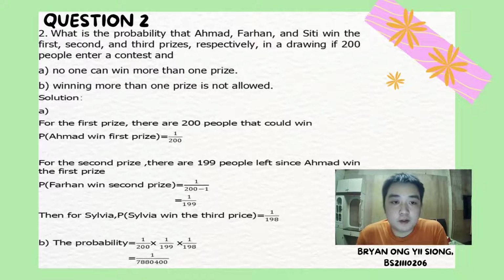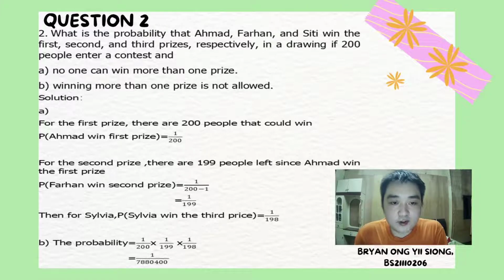And the question asks us: what is the probability that Ahmad, Farhan, and Siti win the first, second, and third prize respectively in a drawing if 200 people enter a contest and no one can win more than one prize? Winning more than one prize is not allowed.